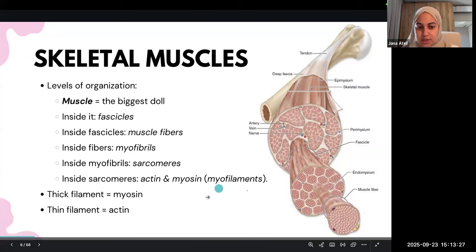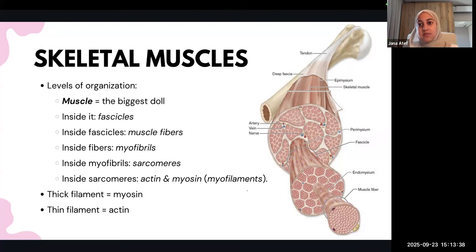Now, these names are much easier to remember. Actin has a T-I-N in it. Think of it as thin, okay? The thick filament is myosin. It's a bigger name, myosin. It's the big one. So the thick filament is myosin, the thin filament is actin, okay?